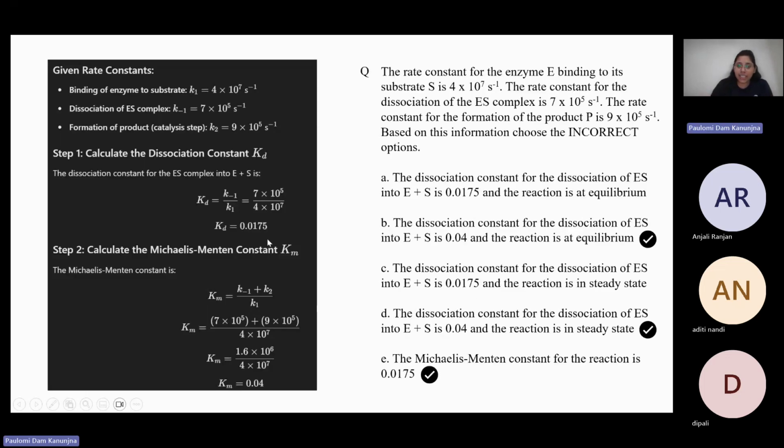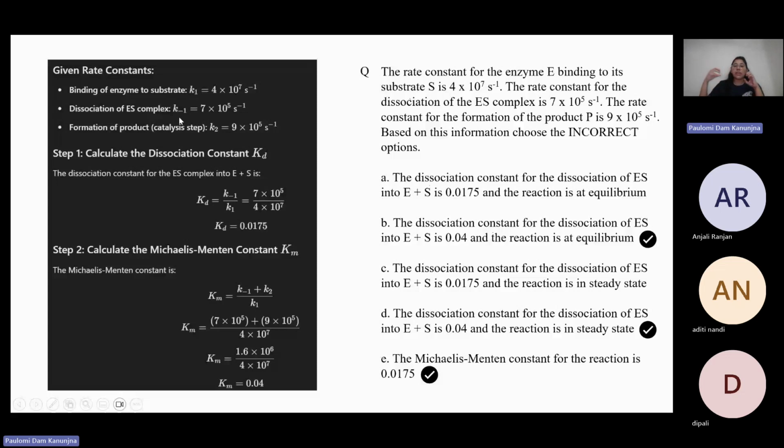So this is what I was asking, and I see most of you have got the answers correctly. But just in case someone missed out, the values given to us are K1, which is the enzyme plus substrate binding rate constant. The second one is the rate constant for dissociation, so that is K minus 1. And then we have the formation of product, which is breakdown of ES complex. So that is K2.